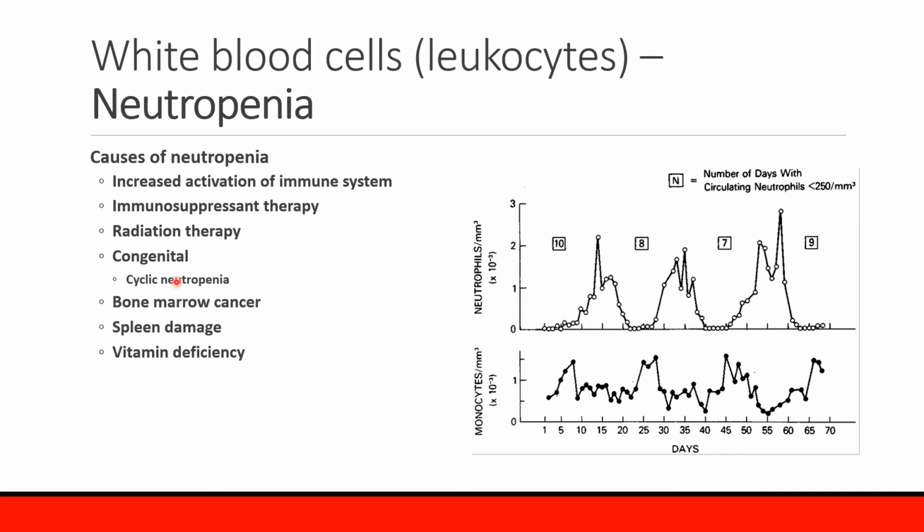Bone marrow cancer. The cancer itself can decrease the number of neutrophils, but also the treatment for bone marrow cancer can reduce that as well. So radiation therapy, spleen damage, and then vitamin deficiency. If you don't have the correct vitamins, that are often important as cofactors, taking vitamin pills is not completely necessary. Just eating a healthy diet, making sure you're getting all the necessary components, can reduce this vitamin deficiency. But if you are lacking any of the resources, then production of neutrophils is going to be decreased.